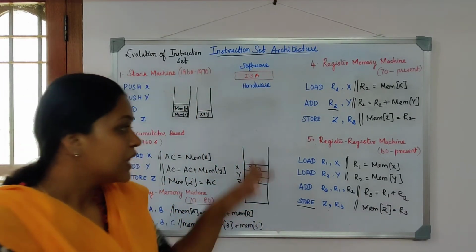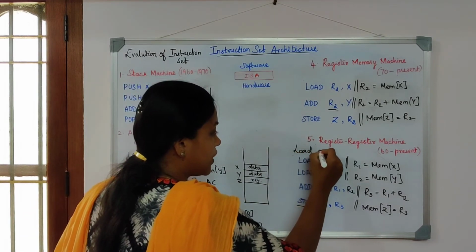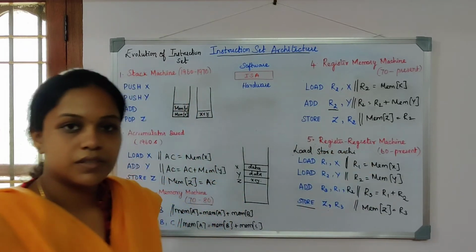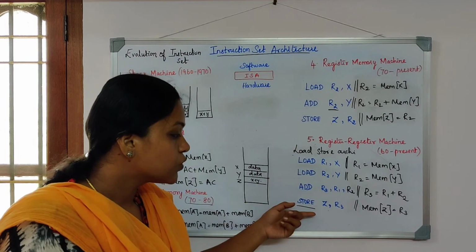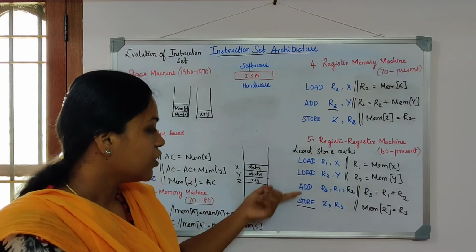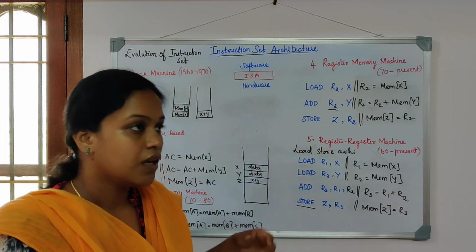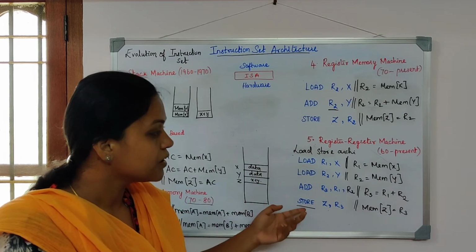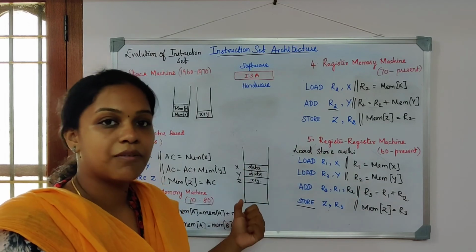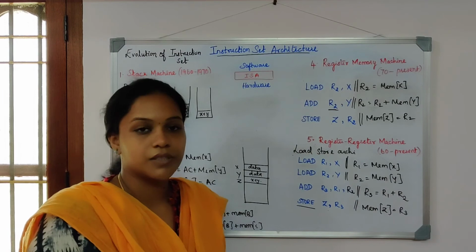So this is it. This register machine is also called load-store architecture. Why? Because only the load and store instructions can access the main memory. Not other instructions, say add, subtraction and everything deals only with the registers. Only the load and store instructions can communicate with the main memory. They can get the data from the main memory and can store the data back to the main memory. Hence it is called load-store architecture.